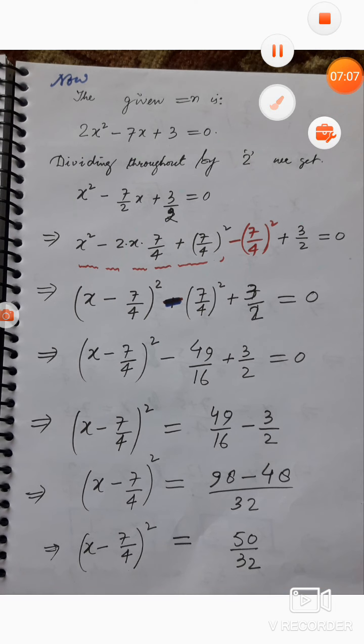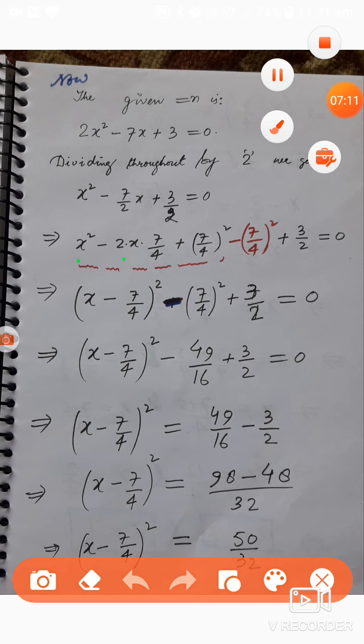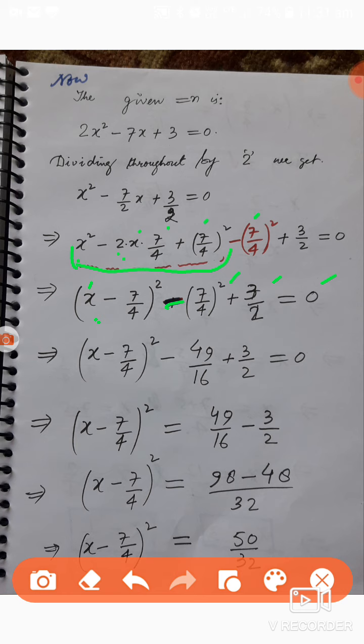Now a² − 2ab + b², up to this we can write using the identity as (a − b)². Instead of a you have x, instead of b we have 7/4, so we get (x − 7/4)² out of these three terms, minus (7/4)² exists, and plus 3/2 is there, equal to 0.